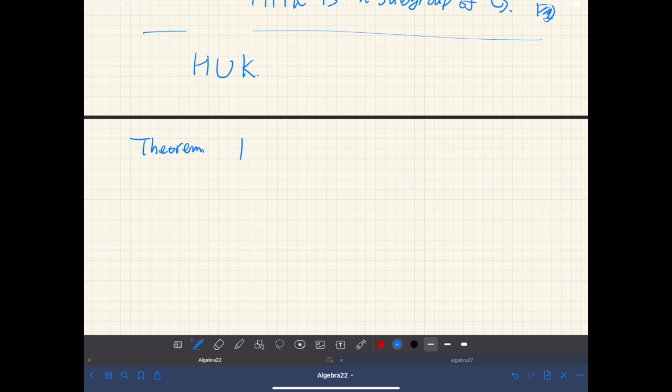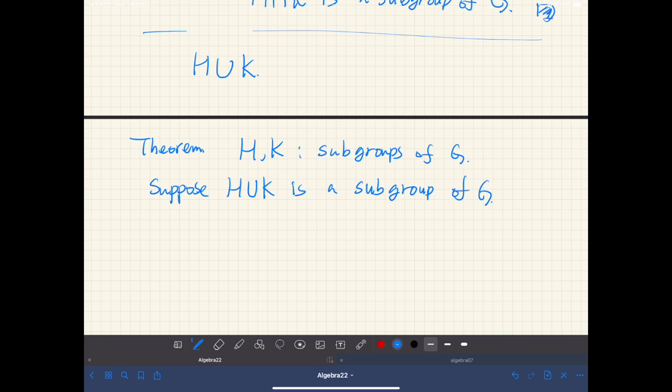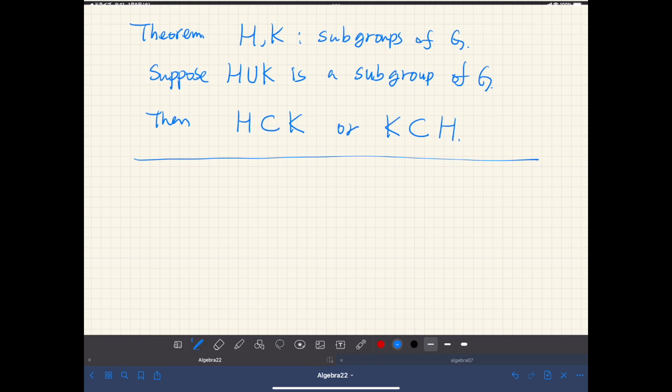Suppose H and K are subgroups of G. And suppose H cup K is a subgroup of G. Then either H is a subset of K or K is a subset of H. Okay, let's prove this theorem.